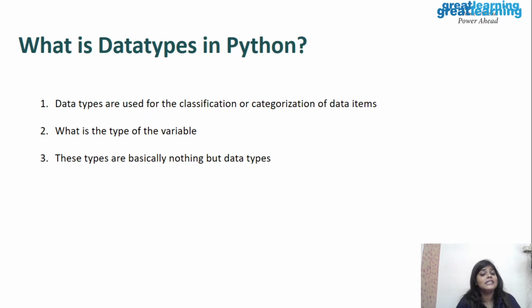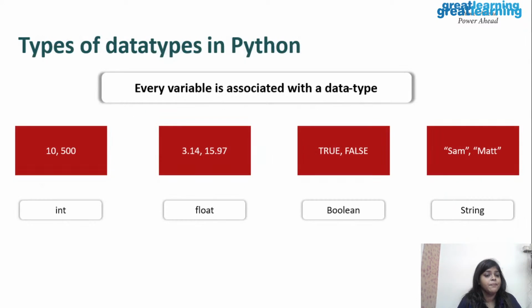These types are basically nothing but data types again, right? And it is the most important part of programming. Yes, when we talk about data types, it's the most important part of your programming. Now we will see what types of data types we have.